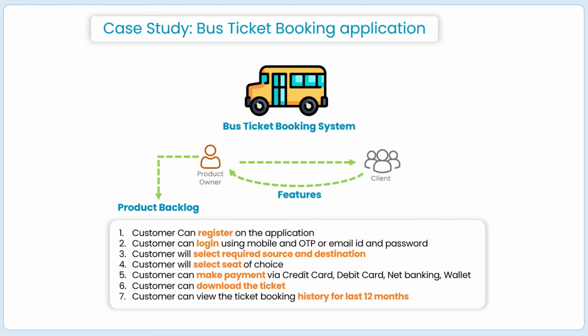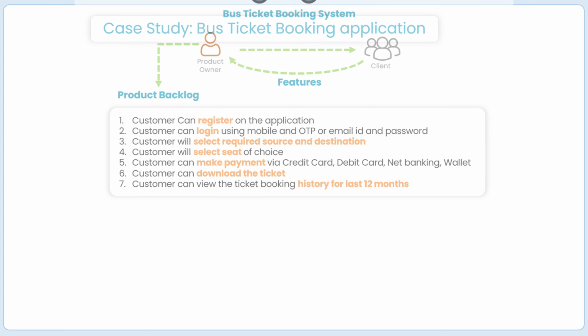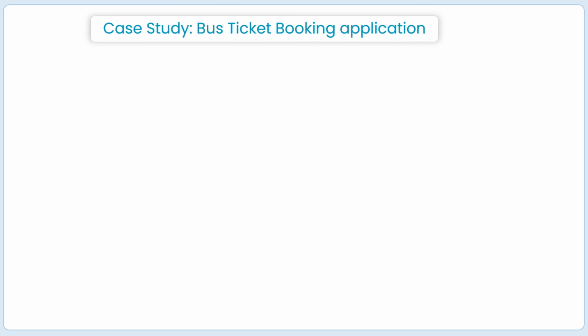Now we have understood the product feature list. The product owner will prioritize all the features as per the client needs. So he will discuss with the client on feature by feature and understand what is the value for each feature and what is the priority around it.